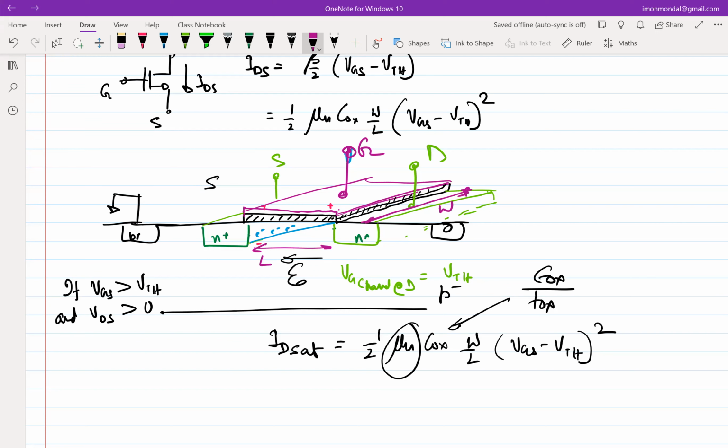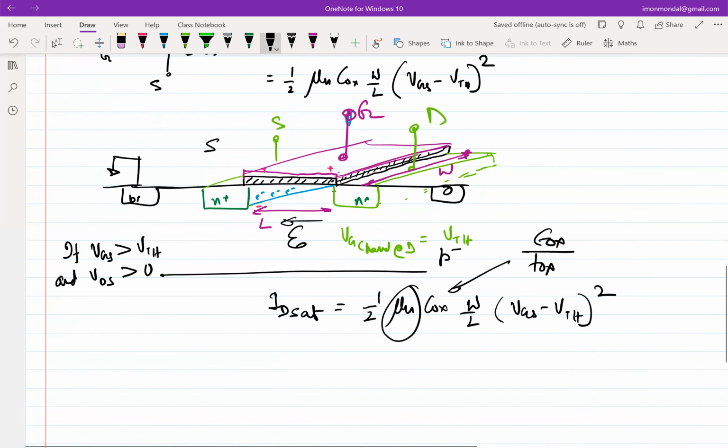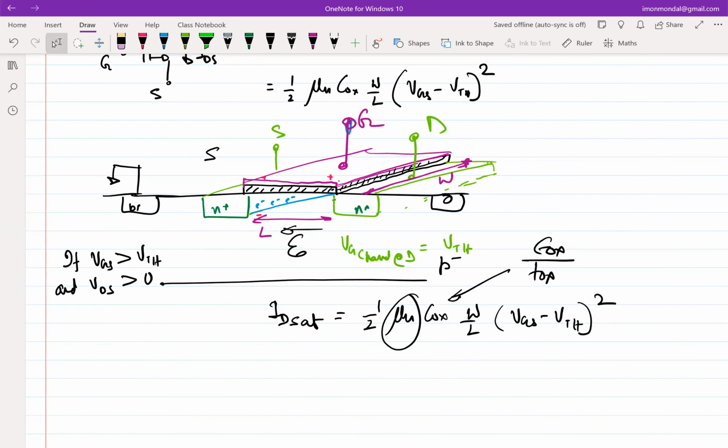Any questions on this? Again, I am assuming that you are familiar with the MOS transistor, at least the basics of device physics of how this works. So this is as far as a very basic structure of our MOSFET is concerned.